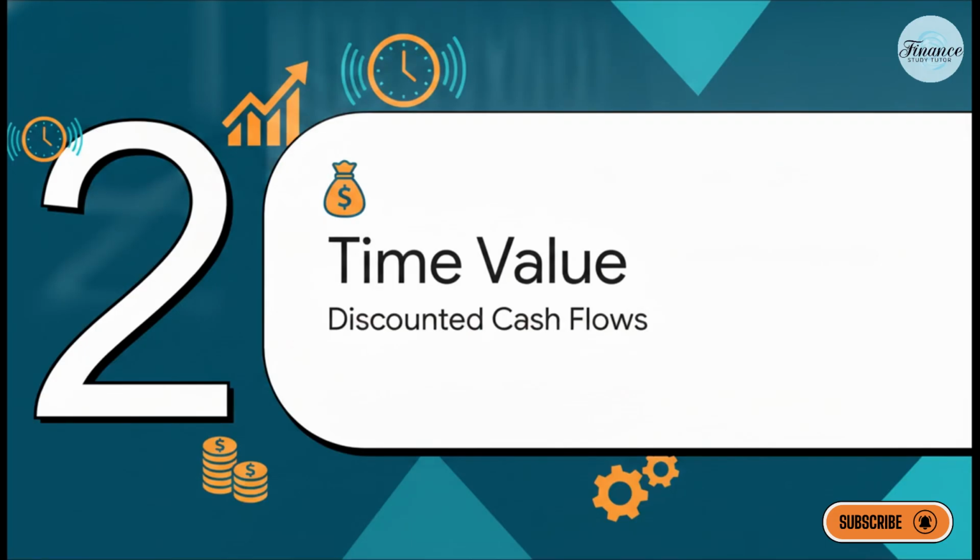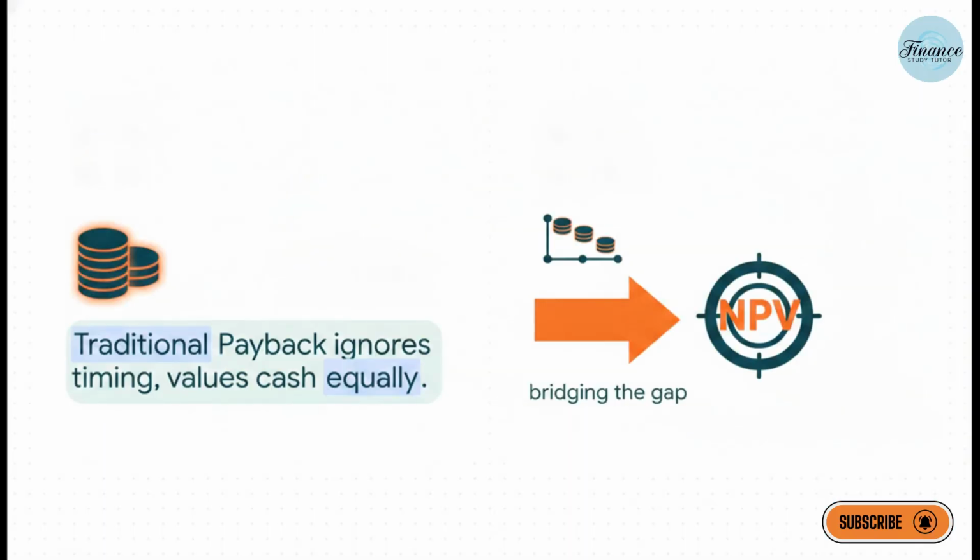Moving right along to Section 2, Time Value. As we just talked about, traditional payback assumes all cash is totally equal, no matter when it actually hits the bank. But discounted payback? It fixes that. It discounts those future cash flows back to their present value before figuring out how long it takes to break even. And this perfectly illustrates how we can bridge the gap between a basic, quick and dirty liquidity check and the much more rigorous net present value, or NPV method. It's just a way safer, much more conservative metric to use.